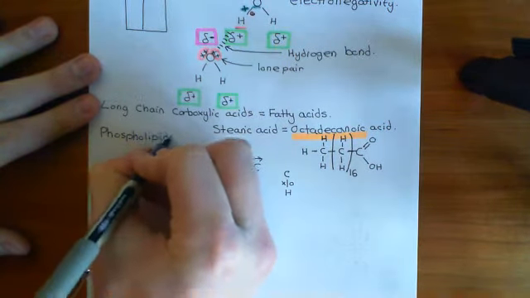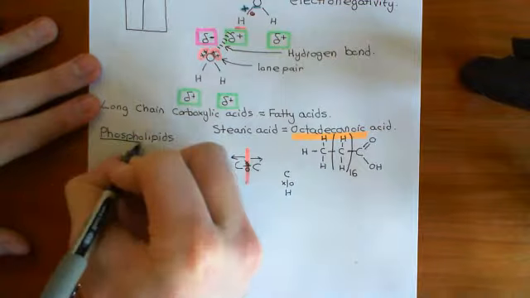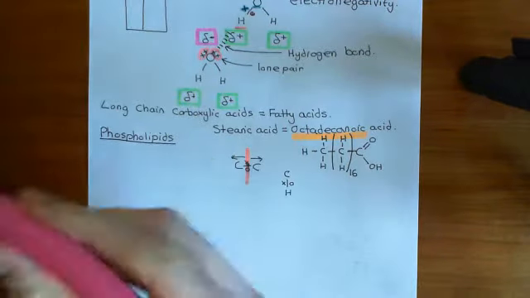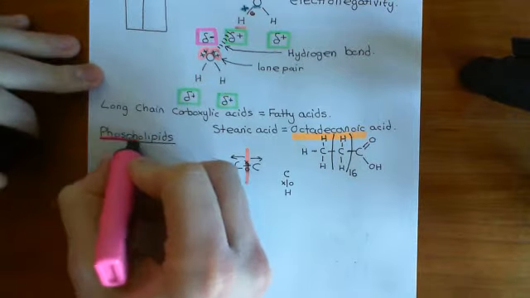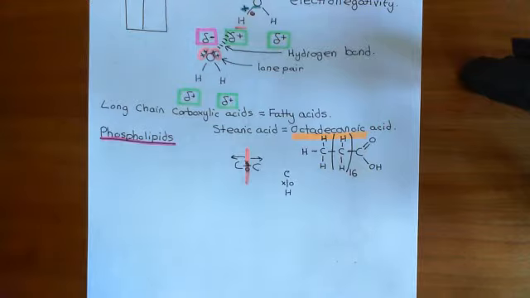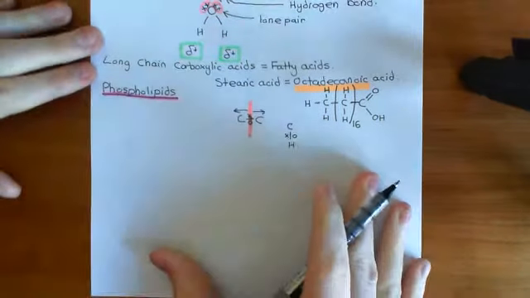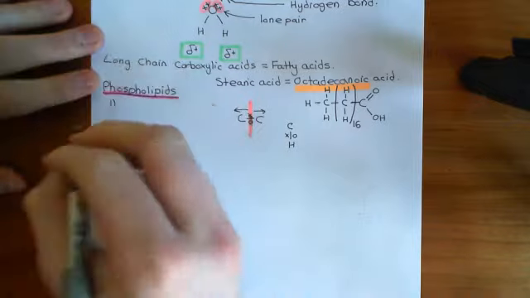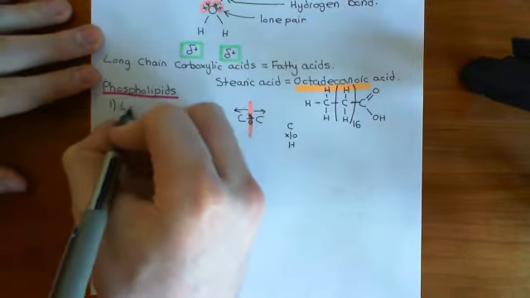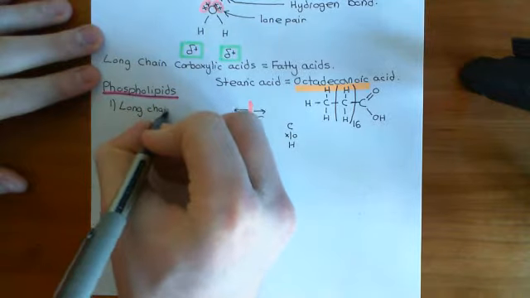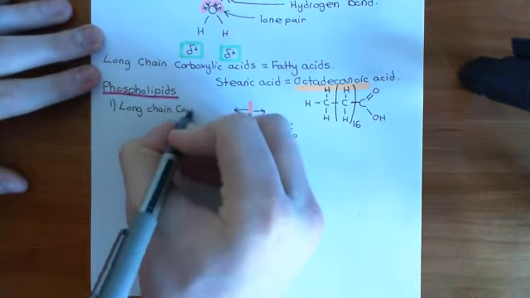Okay, so what then is a phospholipid? So a phospholipid is a molecule which needs to satisfy 2 criteria. If you've got a molecule and you want to check whether it's a phospholipid, you need to check that it satisfies 2 criteria. Okay, so the first criterion is that it must contain at least 1 long-chain carboxylic acid within its structure.